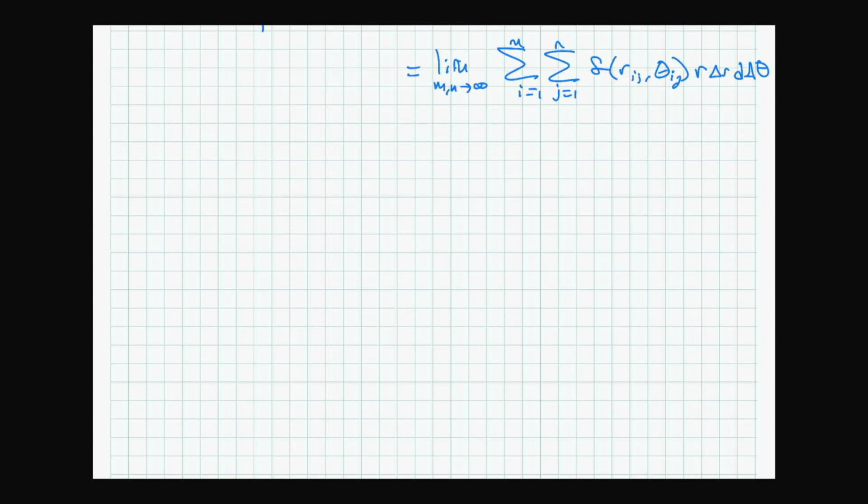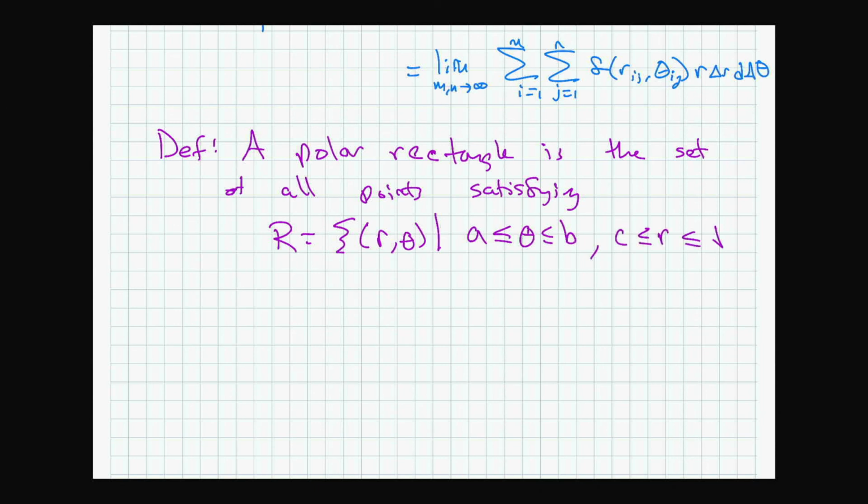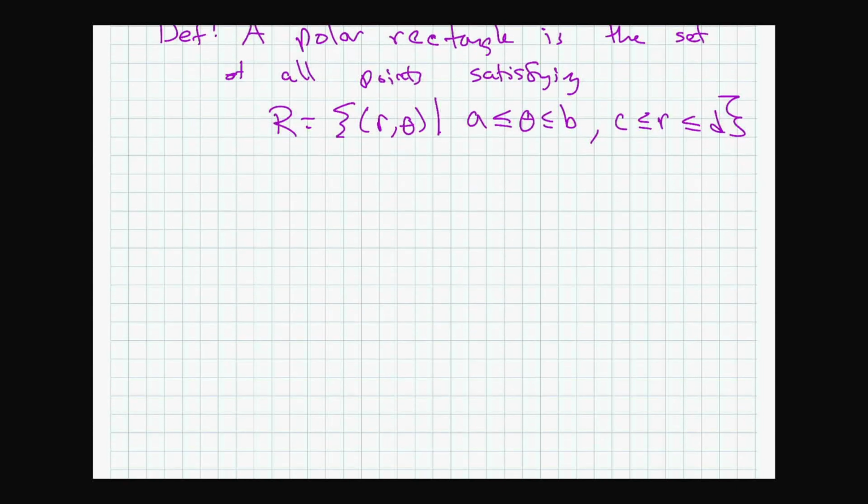So what do we want to do? A polar rectangle, let's define that. It is the set of all points, call it R for rectangle, the set of all (r, theta) such that theta is between A and B, and r is between C and D. So this looks like a rectangle, and if these were x's and y's, this would be a rectangle. So we call it a polar rectangle if it's in polar coordinates.